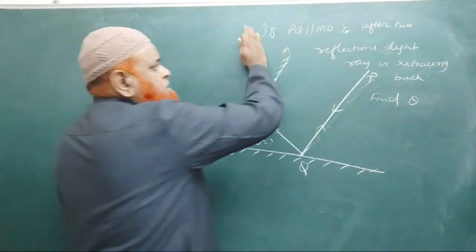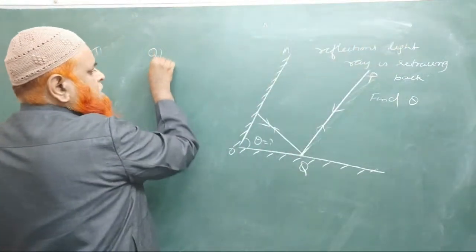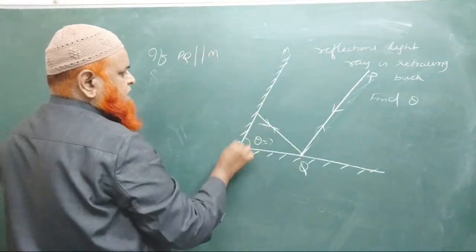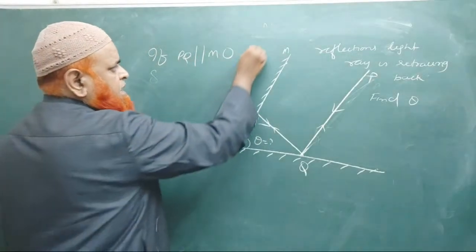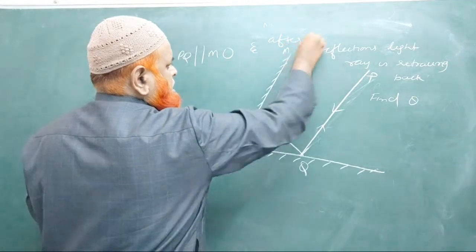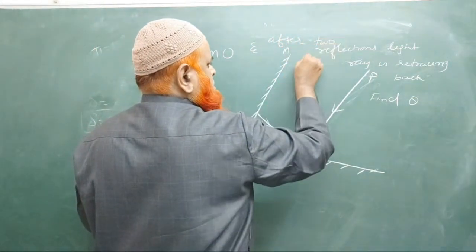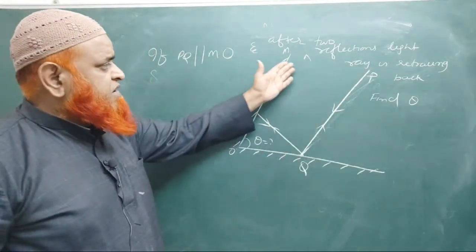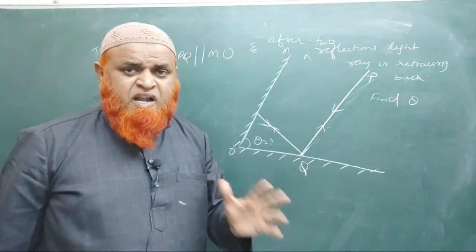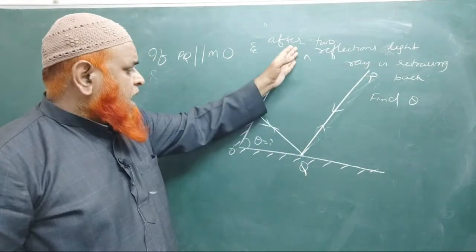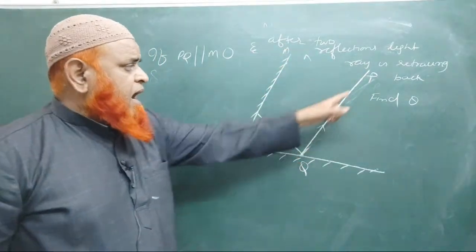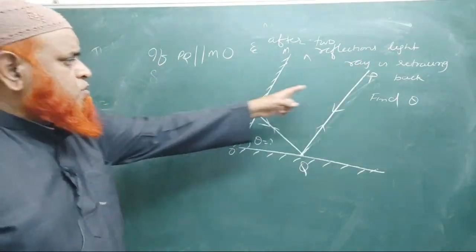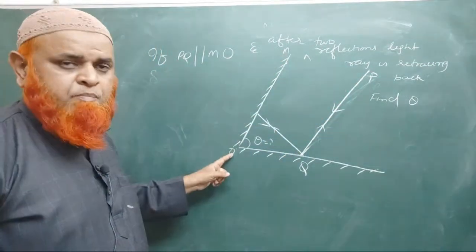So I will write a little bit below. If this PQ is parallel to MO, and after two reflections, it is going to retrace back. So the condition given here is PQ and MO are parallel to each other. Light ray enters, strikes and retraces back. What does it mean? Let us discuss here. So PQ and MO are parallel.